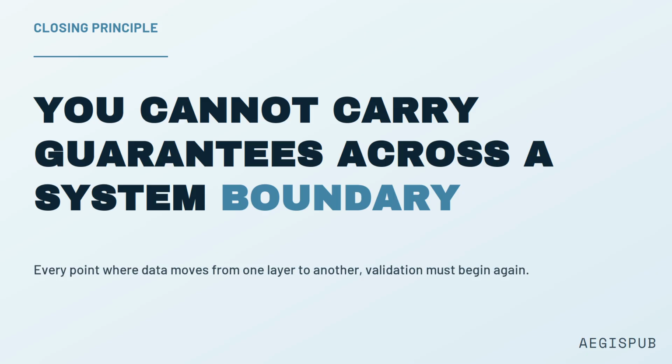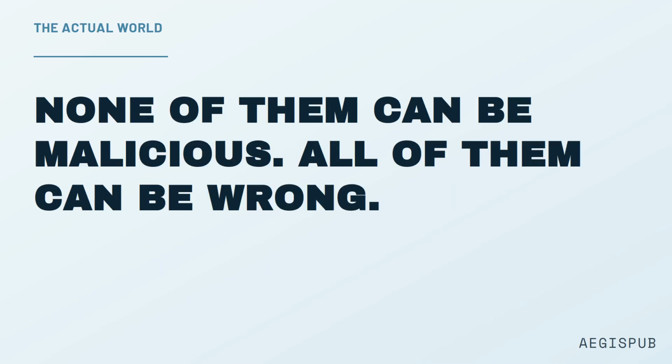This posture is not paranoid. It is structurally honest. The client is on someone else's machine. The third-party integration was written by a team that understood your API specification differently than you wrote it. The partner who sends you threat intelligence feeds has no insight into the effects of their data on your aggregation queries. None of them can be malicious. All of them can be wrong.